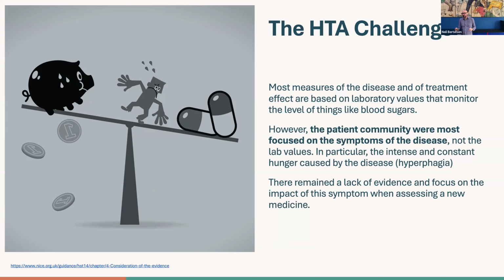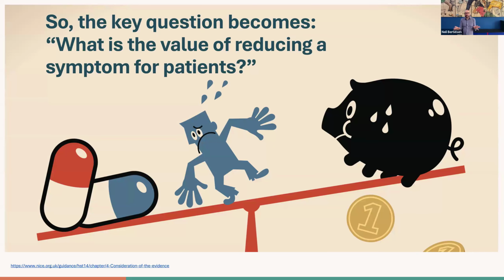It's this constant hunger that they have. It's a symptom called hyperphagia. It's like you can't eat enough and you never, ever feel as though you're satisfied. It's almost like a constant starvation. So it destroys people's lives. So the question then becomes, okay, if it's not about blood values, what is the value of reducing this particular symptom for patients? And I have to say, there was nothing in the clinical trials that measured this symptom. So there's no clinical data that actually measured it. But still, it was a debate.